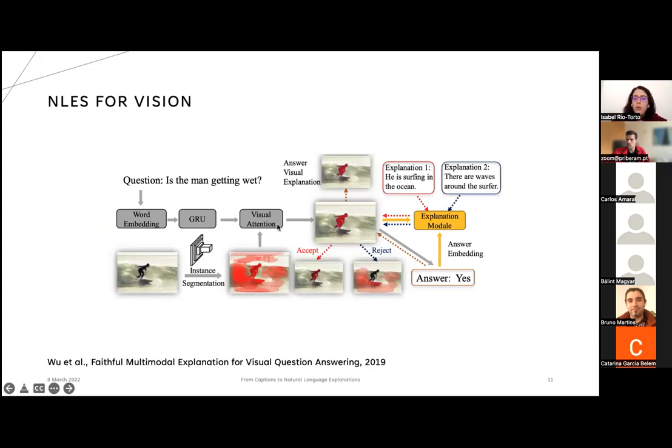Another similar approach, an extension of the previous one, ensures that the generator focuses only on explanations that are consistent with the VQA model. So they first segment the image and, along with the embedding of the question, feed this to the VQA model that also has attention. The main innovation of this work is that the authors filter the explanations online according to their consistency. So they basically use GradCam.